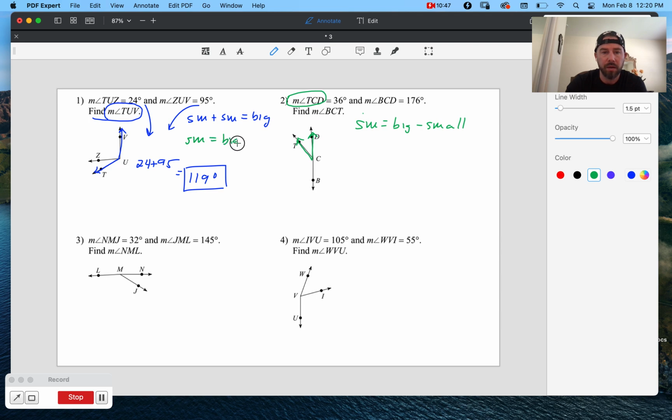Small equals big minus small. And I can change this one to say big equals small plus small. See, at least I have it in the beginning now. Okay, so all we're going to do here is subtract. We take the big one, put it here. We take the small one, put it over here. So we have 176 minus 36, and I think we get 140 degrees.